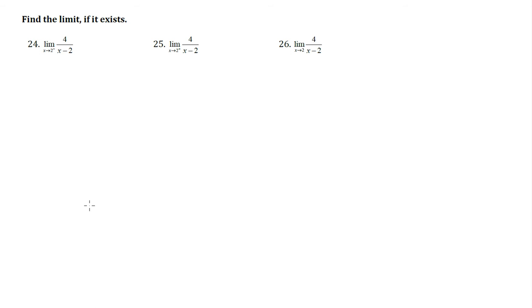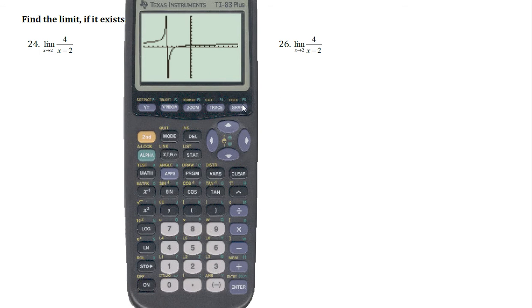Let's take a look at these here. If we plug in 2, it doesn't work. So let's try our graphing calculator again on this one here. So we have 4. There's just 4 up there. We don't have to use parentheses around 4. You can, it won't hurt, but you do have to have the parentheses on the bottom. So we've got x minus 2. Okay, and then we graph that.